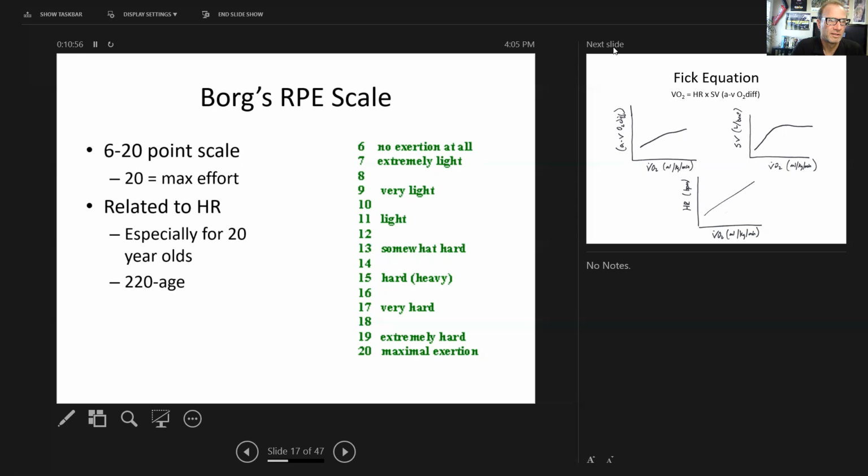20-year-olds on average. And so maximum heart rate for a 20-year-old would be 220 minus 20, which would be 200. So this 20-point scale is really built on the idea of how a 20-year-old would respond in terms of heart rate. You would just multiply their RPE number by 10. So just a little bit of history there with RPE.